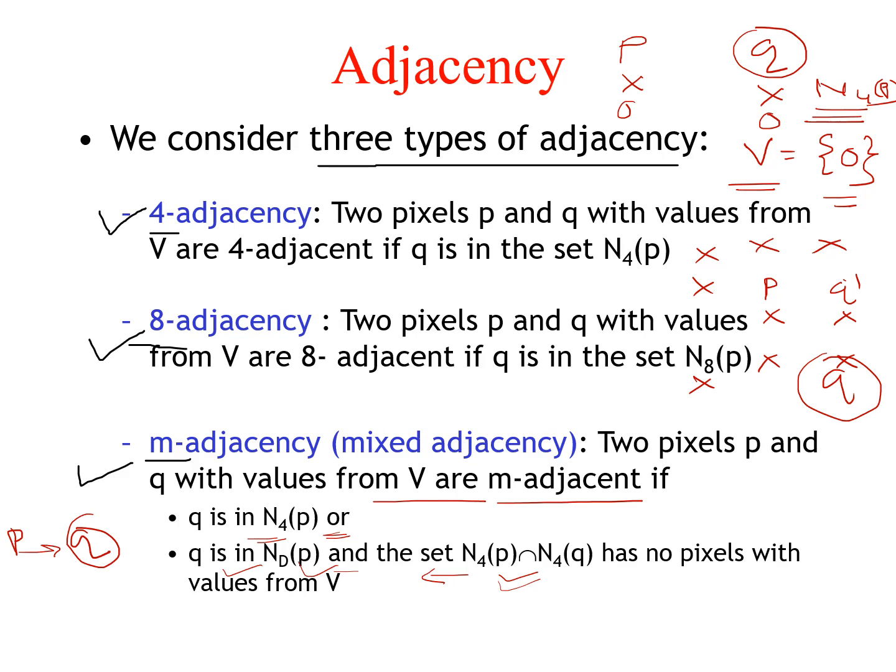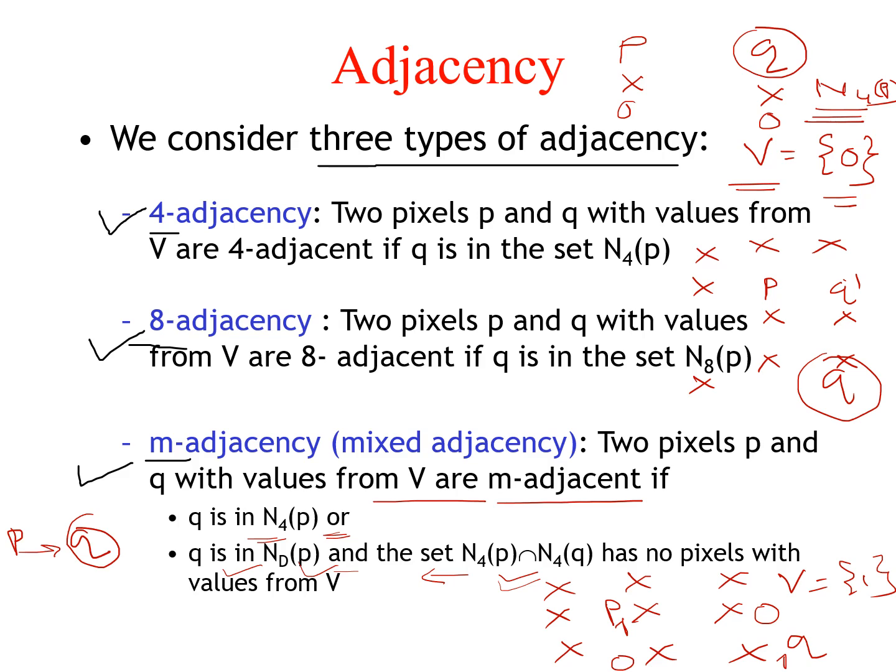Now the example for this is, suppose this is your P, these are the pixels. I'll draw this first. If this is P and this is Q, and V is the set of 1, suppose, and this is 1, this is 1, this is 0, this is 0. Now the first condition is what?